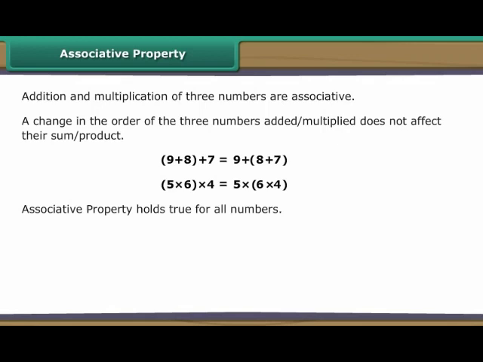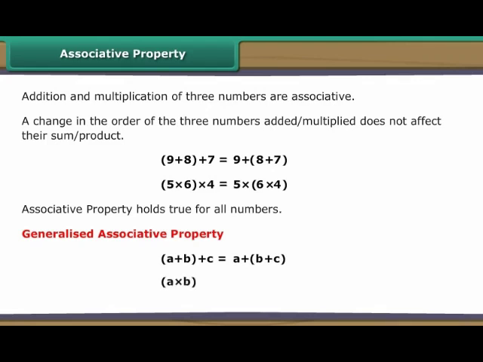We can therefore generalize it with variables as bracket starts a plus b bracket closes plus c is equal to a plus bracket starts b plus c bracket closes. Bracket starts a into b bracket closes into c is equal to a into bracket starts b into c bracket closes.